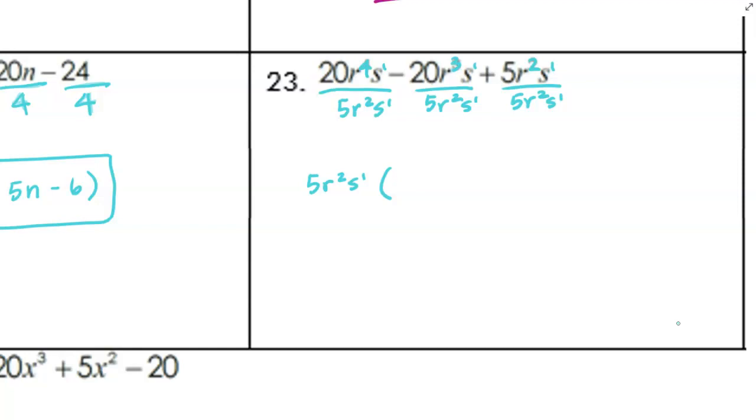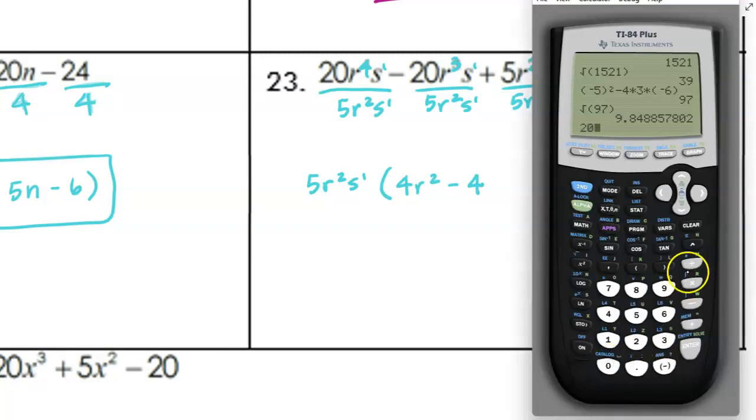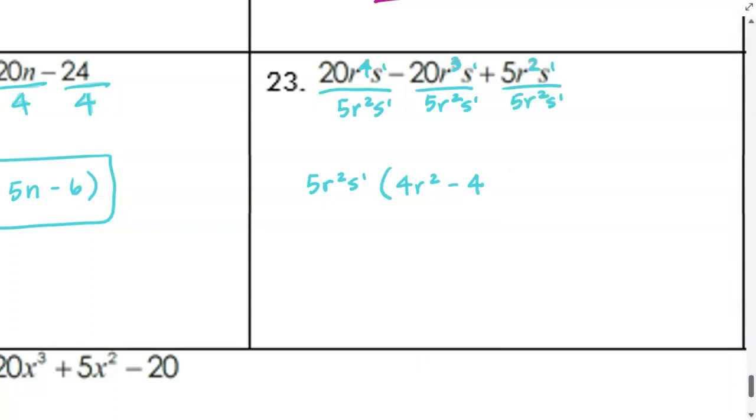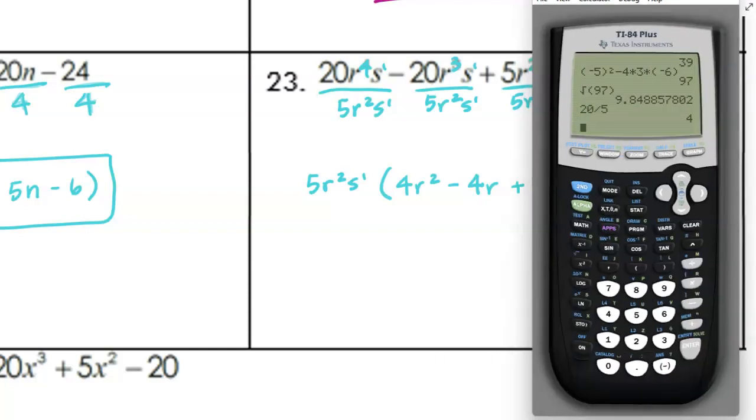And so I end up with a 4r to the second minus 4. That's right? 20 divided by 5 is 4. Okay, and an r plus 1. Everything simplifies on that last term. Okay, I already know that that's a perfect square trinomial. I've just been doing this for a long time.